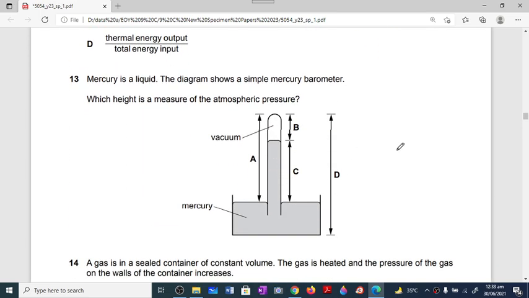The easiest one, mercury is a liquid. The diagram shows the mercury barometer, whose height is measured to determine the atmospheric pressure. Always remember that from this point up to this meniscus, this distance will give you the value of the atmospheric pressure. So option C is the valid option.